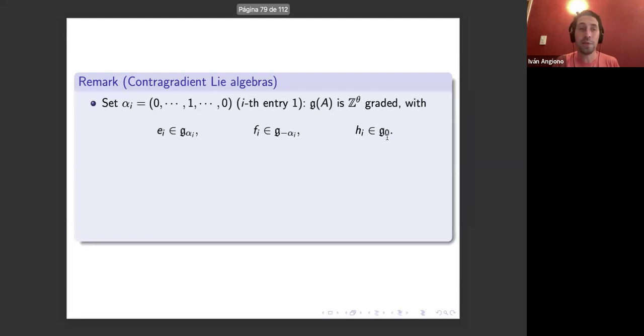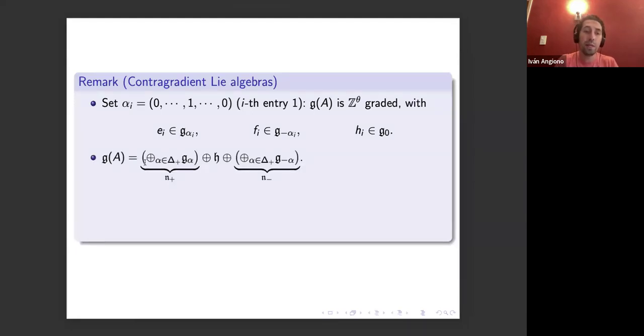For these contragredient Lie algebras, what you can see is that you have a refinement of the degree that I put behind. Behind I put the degree over Z, but you have a degree by Z to the theta. In which way? You put the EIs in degree alpha I, where alpha I is the ith vector with the 1 in the ith position and 0 everywhere. The Fi, as it is the dual, you put in the opposite one, and the Hi in 0. Essentially, this is the way in which you put a gradient.